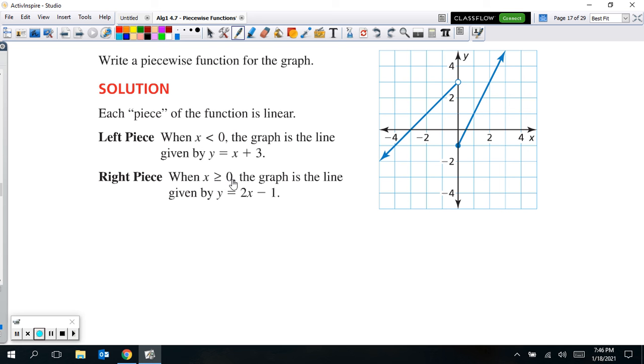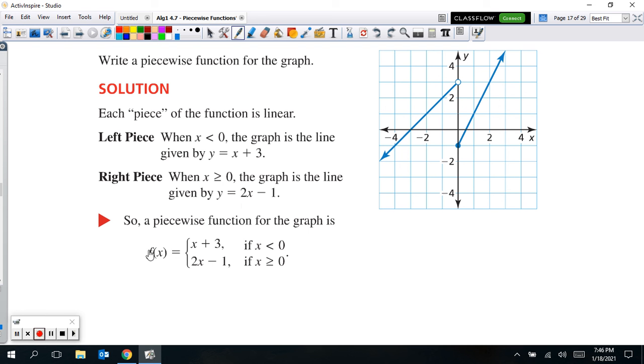So x is greater than or equal to 0. That's going to be our domain for this little piece. And then there's your equation, 2x minus 1. And so as we write it, we just write it like this, f of x, because we can give it a function name. So we always want to write these as function names, not just y, because f of x does mean y. And it equals, and they put this little brace here to separate it. You can just do your best to try and draw that. x plus 3 if x is less than 0, 2x minus 1 if x is greater than or equal to 0. All right, let's try number 14 and 15.